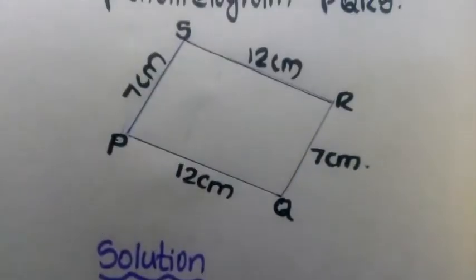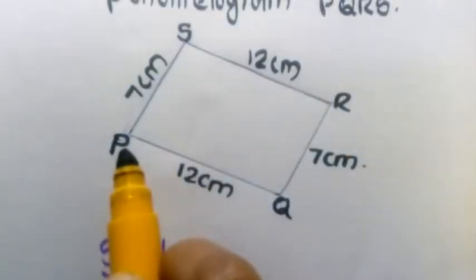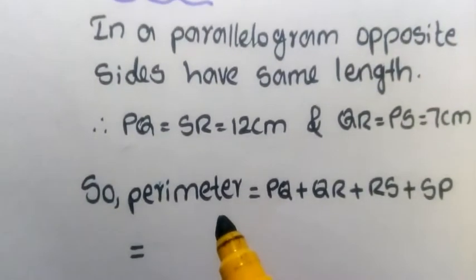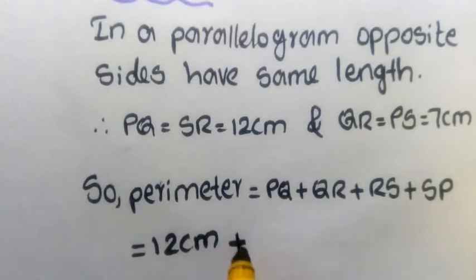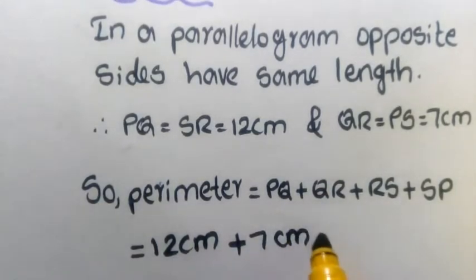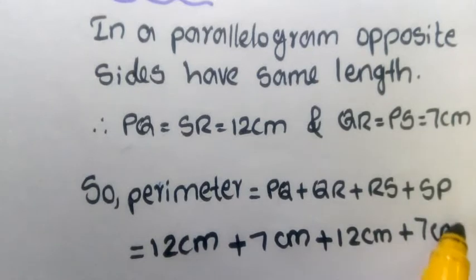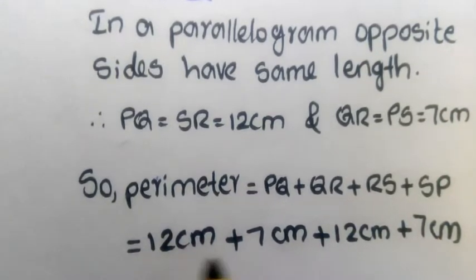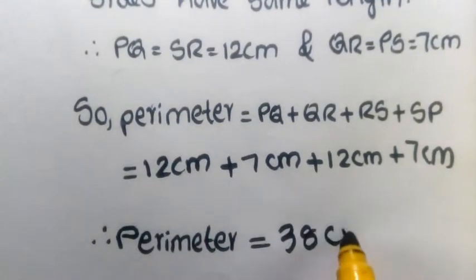So perimeter is equal to PQ plus QR plus RS plus SP, which is equal to PQ is 12 cm plus QR is 7 cm plus RS is 12 cm plus SP is 7 cm. 12 plus 7 is 19. 19 plus 12 is 31. 31 plus 7 is 38. Therefore, perimeter is equal to 38 centimeters.